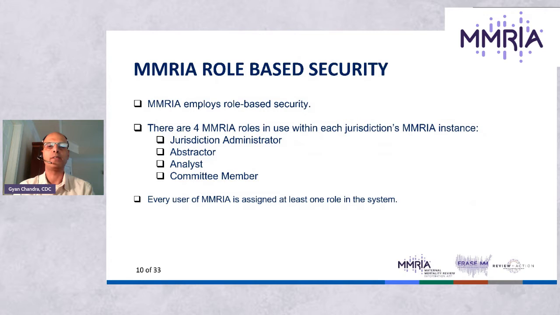MMRIA employs role-based security and is based on the concept of least privilege. This ensures users only have access privileges in MMRIA to perform the assigned tasks. There are currently four roles in MMRIA: jurisdiction administrator, abstractor, analyst, and committee member. Jurisdiction administrators are responsible for creating, maintaining, and deleting user accounts for abstractors, analysts, and committee members in their jurisdiction. Abstractors have read-write access to cases within their jurisdiction. An abstractor has access to PII data and they can export data.